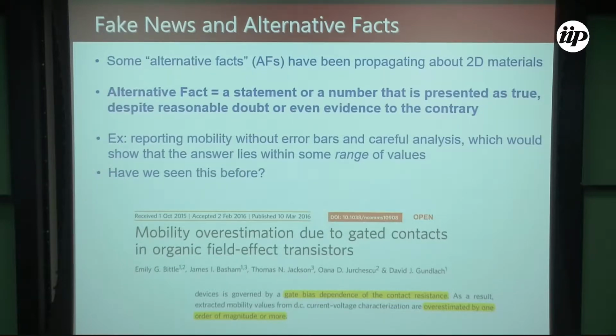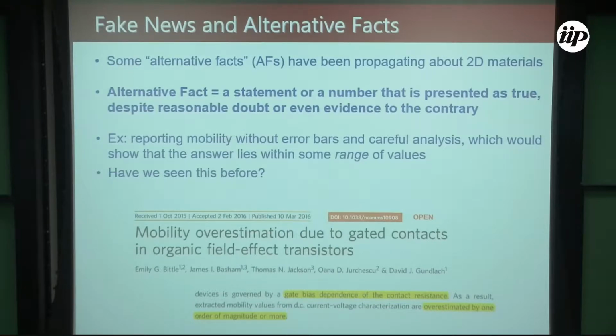So, we have a political situation in the US, and some of the words that they use on television are fake news and alternative facts, right? When President Trump doesn't like something, he says it's fake news. When one of his counselors doesn't like something, she says it's alternative facts. So I like the term alternative facts a little bit better.